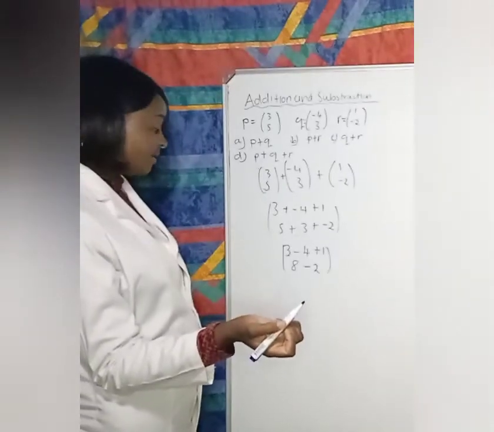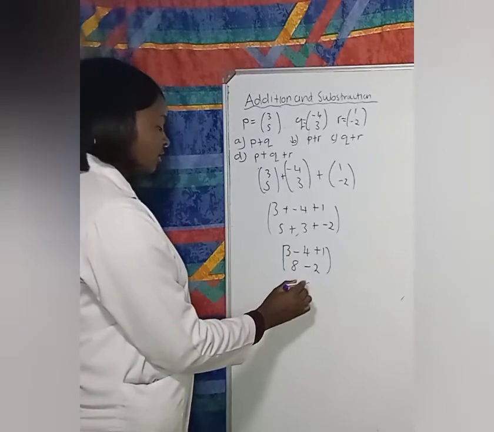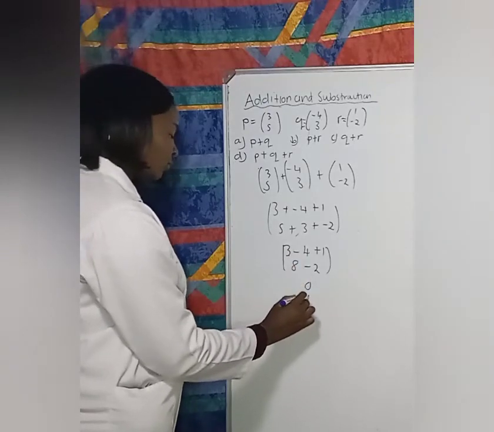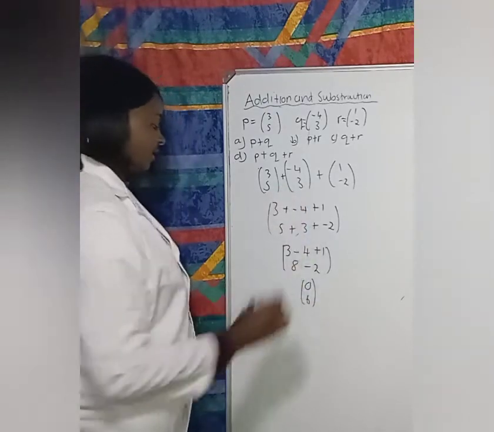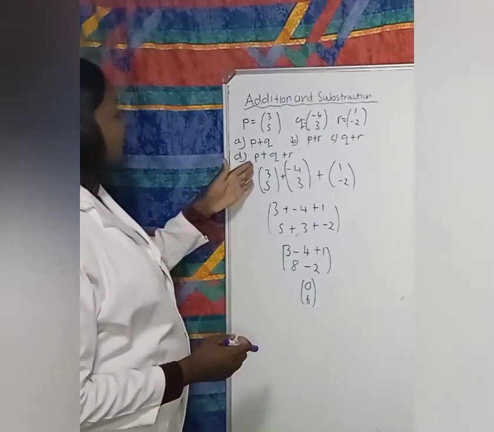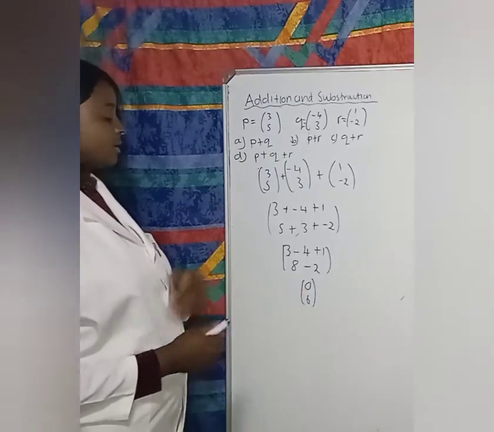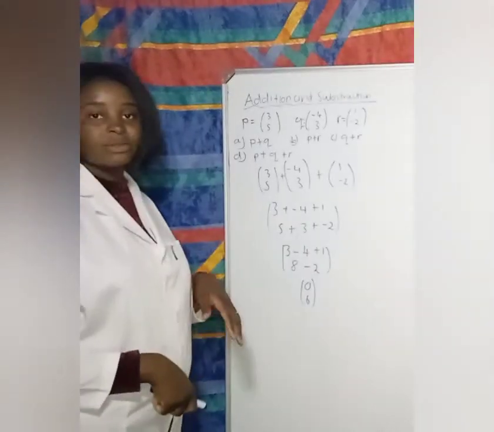We start off by adding before we subtract. 3 plus 1 is 4. 4 minus 4, 0. 8 minus 2, it's a 6. So that's our vector. So our final solution for P plus Q plus R is (0, 6). I hope you guys were together.